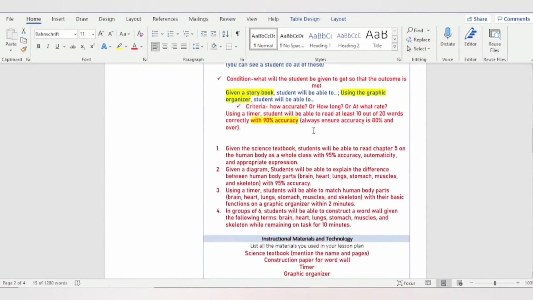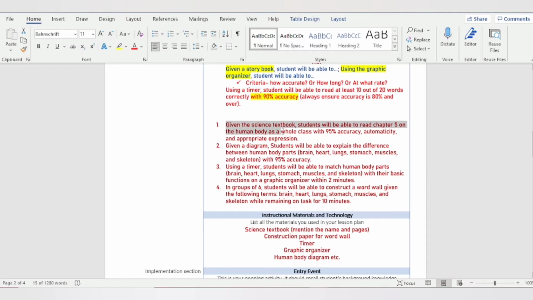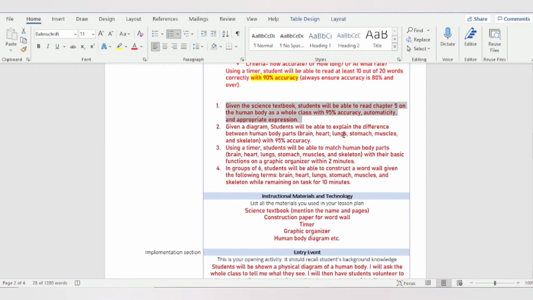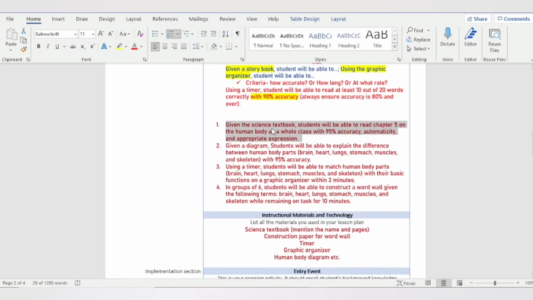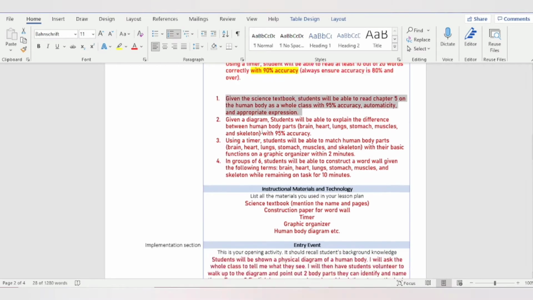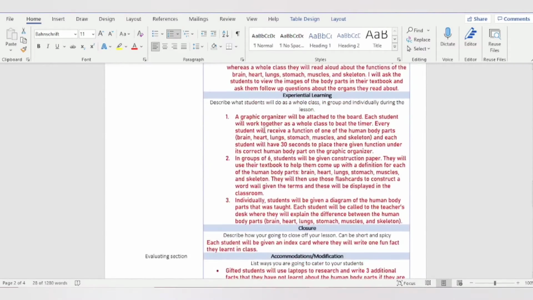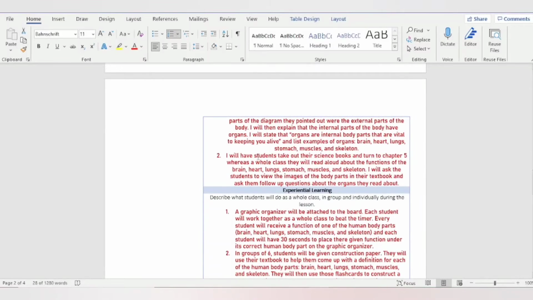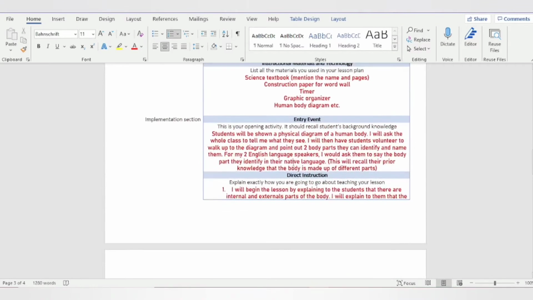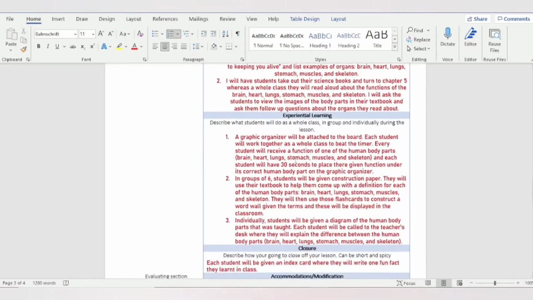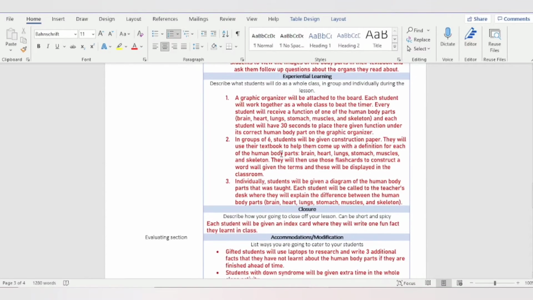If you can see, this can be checked off because I did this in my lesson. So the students were able to read chapter 5. So that's what I said on here in the direct instruction. All right, on to the next.